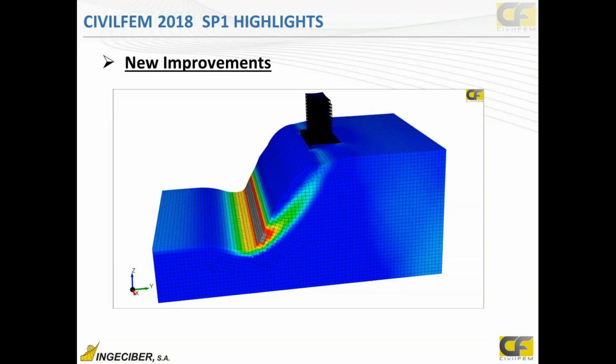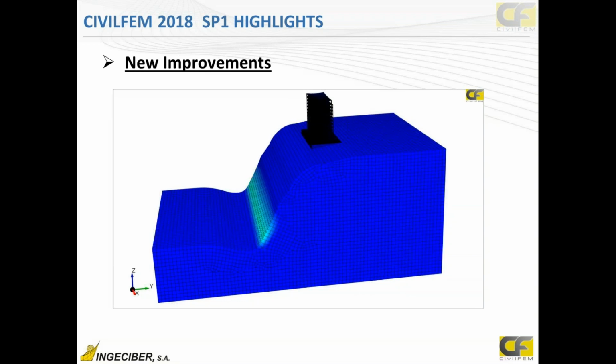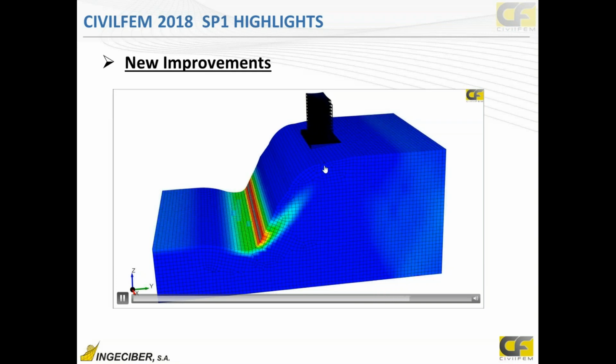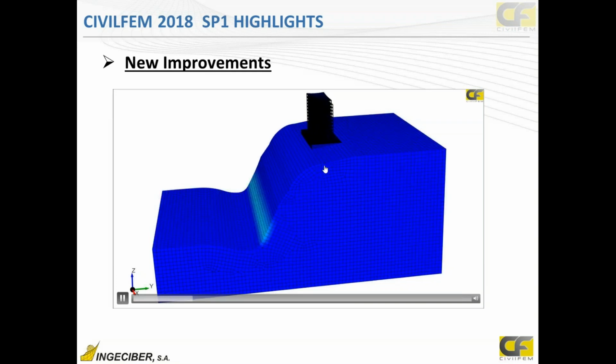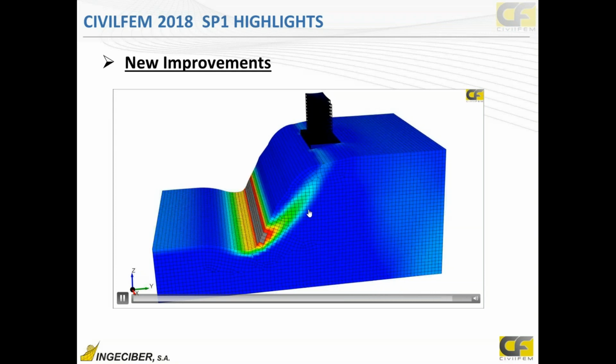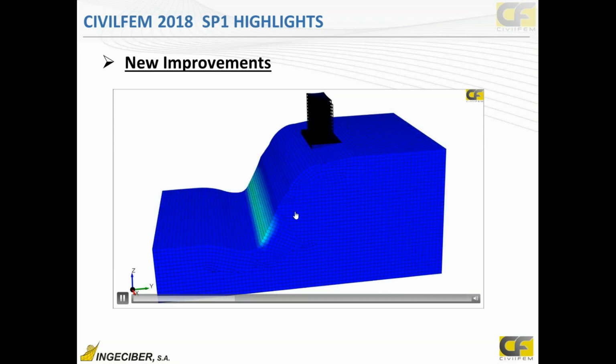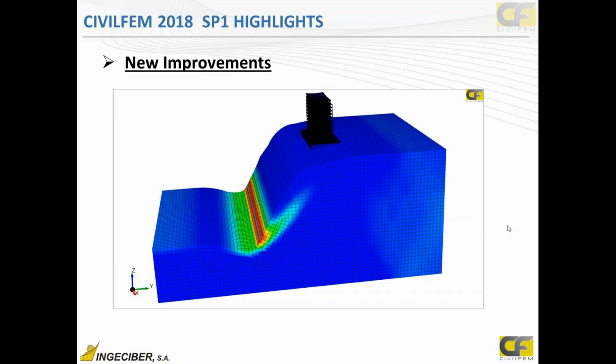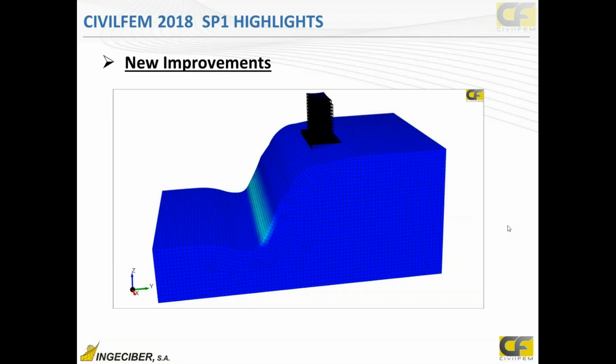Okay, well, this example was shown in a previous webinar, the strength reduction method to obtain the failure of this slope, of these sliding areas, by reducing the Mohr-Coulomb parameters, which are cohesion and the friction angle. So we can get a safety factor of this slope.